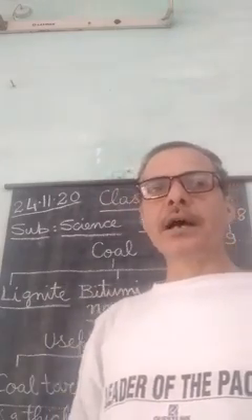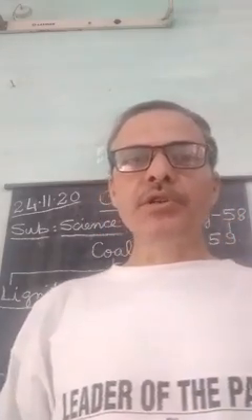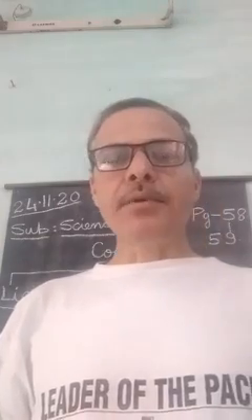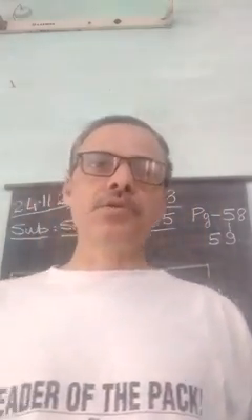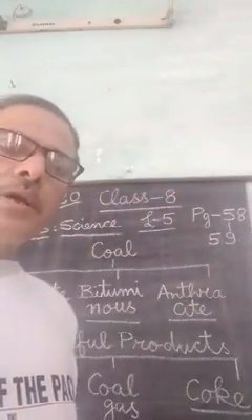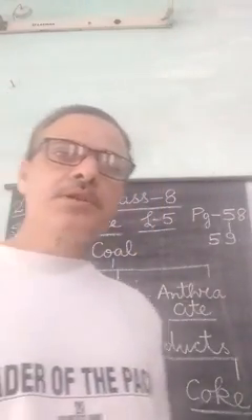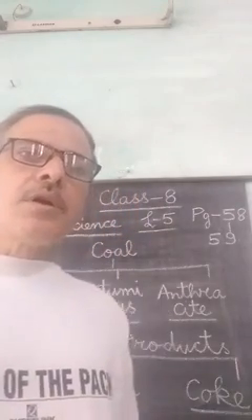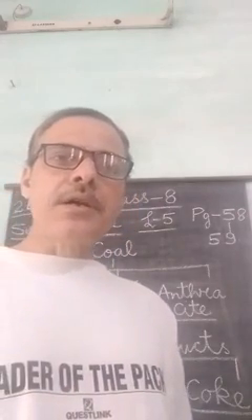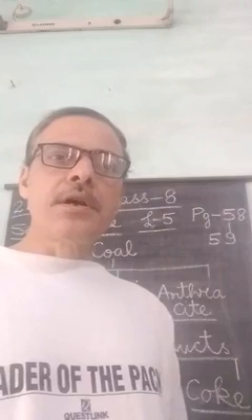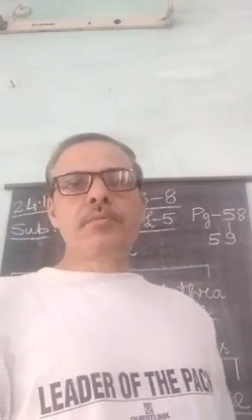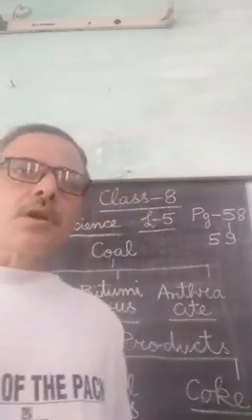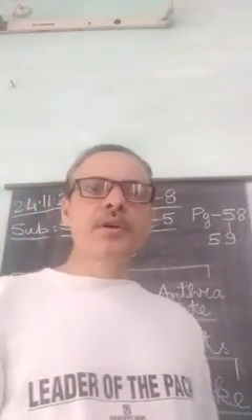Coal is a highly combustible substance which is made up mainly of carbon, but besides carbon, certain other elements are also present in coal. The other elements present in coal are hydrogen, nitrogen, sulfur, etc., along with oxygen. So this is all about the composition of coal.